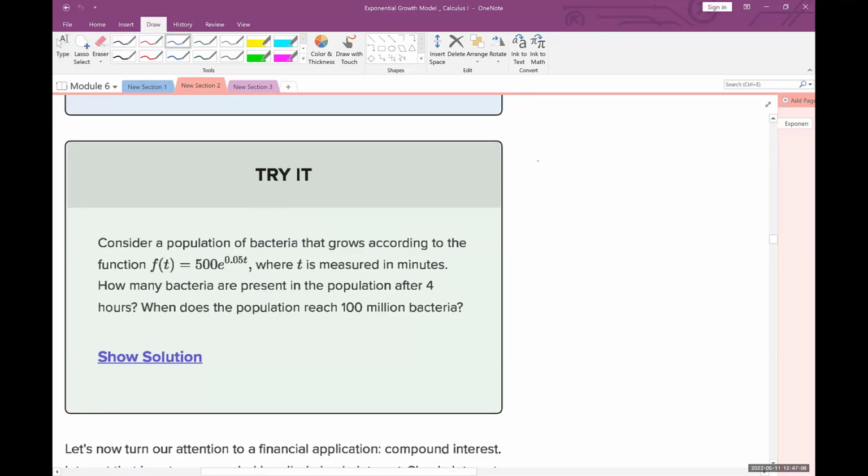Ask your professor. Okay, so 4 hours is how many minutes? 240. So 240 equals 500 e to the 0.05 times 240. What do you get for that? And when you're doing the power, make sure you put the power in parentheses. If your calculator doesn't automatically go up for exponents, do it in parentheses.